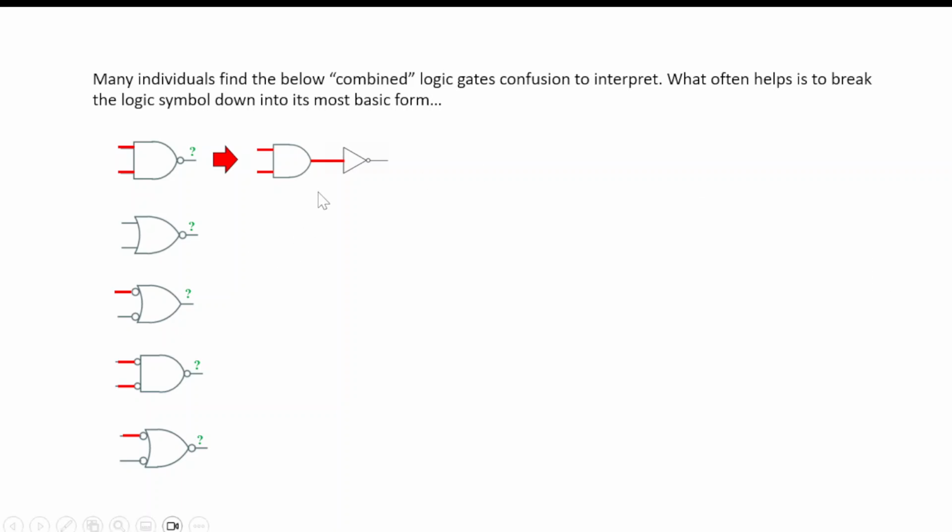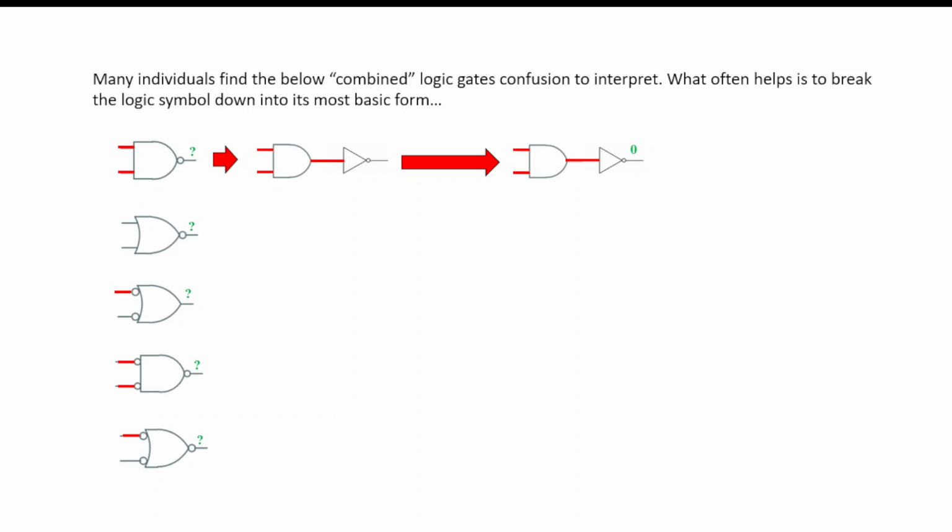Now I understand how an AND gate works, and I understand how a NOT gate works. If I put some separation between the two of them and treat it as two separate logic gates, it becomes much easier for me to determine what the output should be on the far right-hand side of this logic gate, simply by breaking it down. So the output for this one would be low.